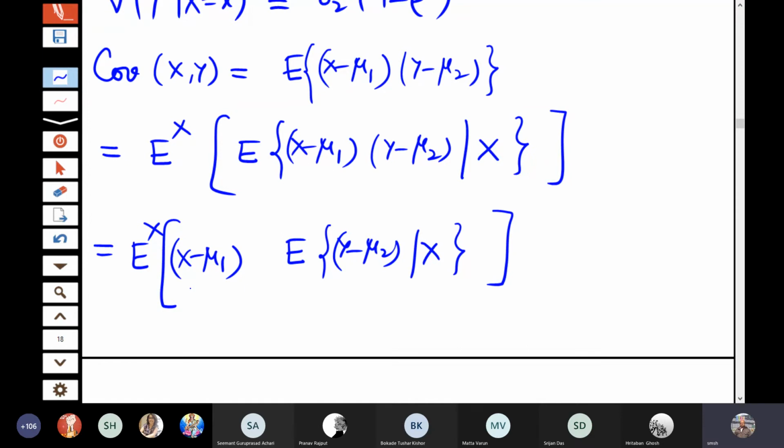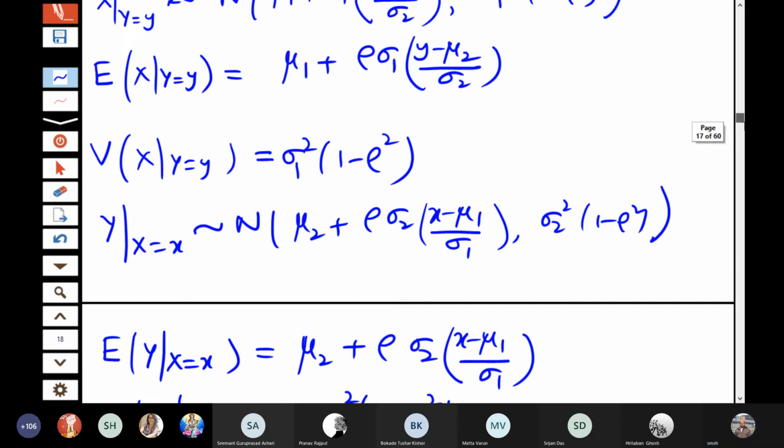Is this step clear? Can you follow this step? Yes, sir. And what is the value of this expectation of y minus mu2 given x?